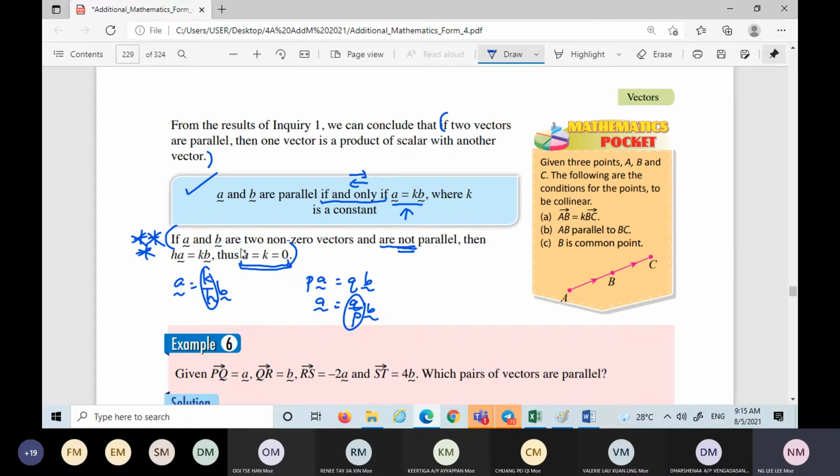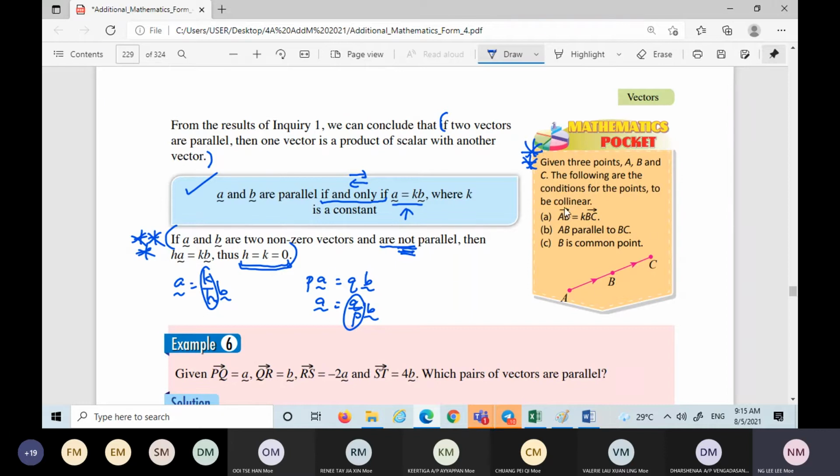But the students don't know how to do it. So you remember: non-parallel, but they are still equal with a scalar, so the scalar is 0. Second one, this one also I want you to write down and put a star for this.